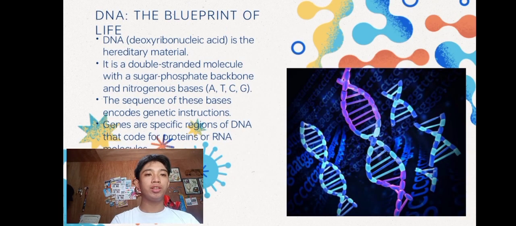So next we have here the DNA, or deoxyribonucleic acid, which is the blueprint of life. It is a hereditary material and a double-stranded molecule with a sugar-phosphate backbone and nitrogenous bases, the A, T, C, G. The sequence of these bases encodes genetic instructions, and there are specific regions of DNA that code for proteins or RNA molecules, which are known as the genes.